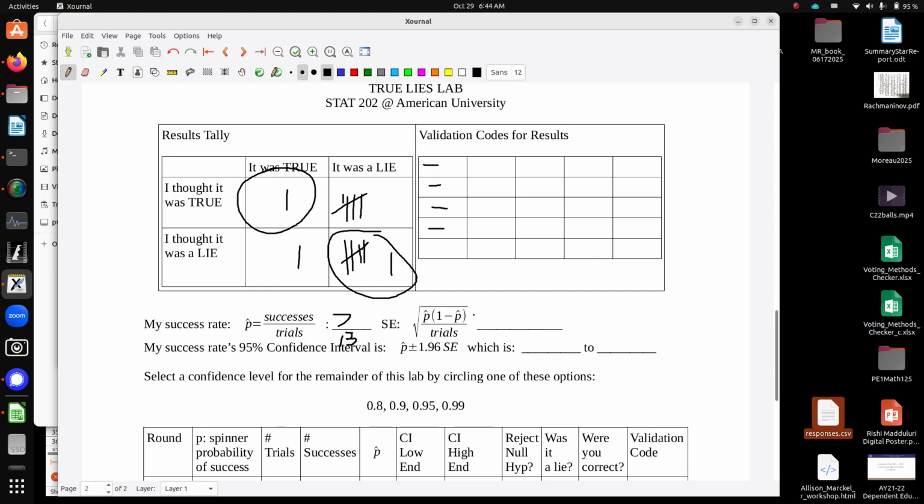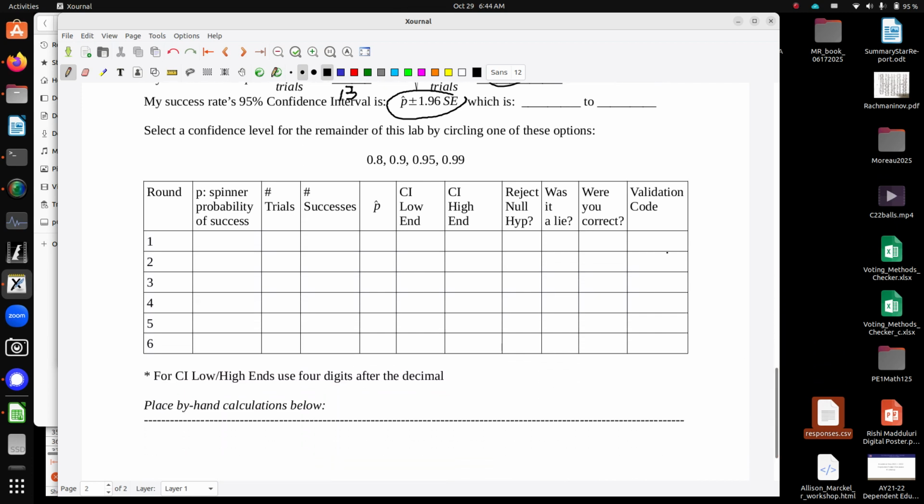So the standard error is whatever that is, and then 1 minus that, multiply them together, divided by the number of trials, which is 13, then take the square root, put the standard error there, and then use this formula to find your 95% confidence interval for your own personal success rate in this experiment. Then choose any one of these. I recommend not choosing 95 because that's really boring, but I just included it for completion. So pick a confidence level for the remainder of the lab, and then you're going to go on to the second part of the lab.